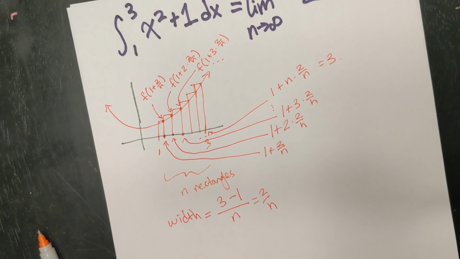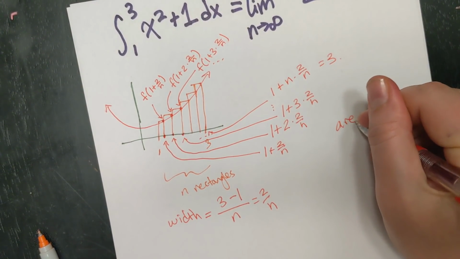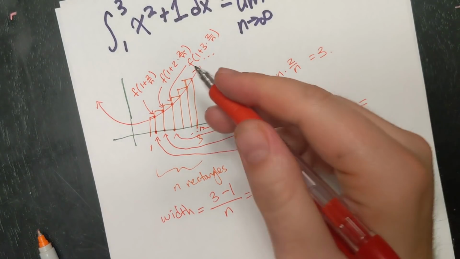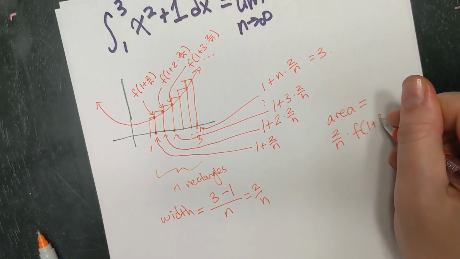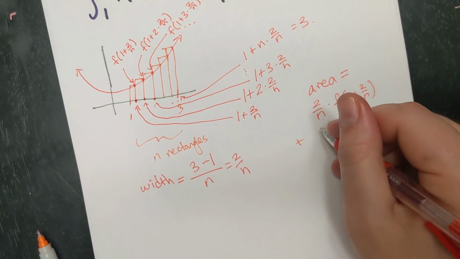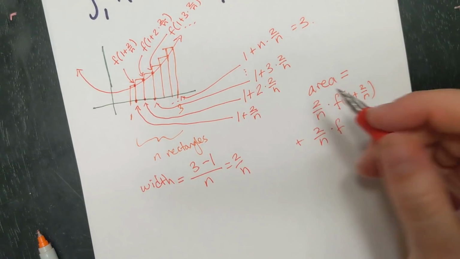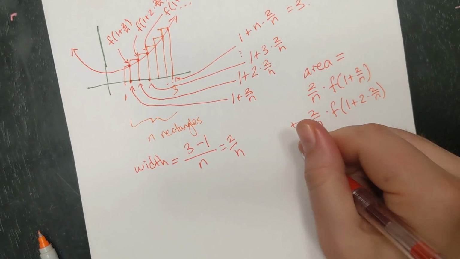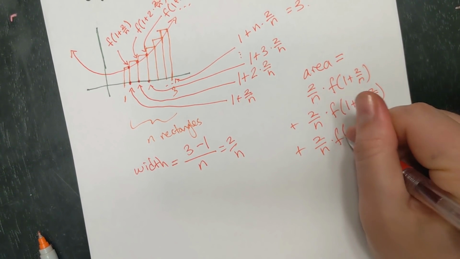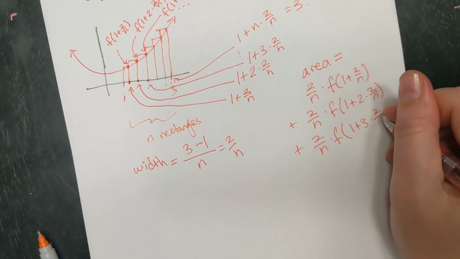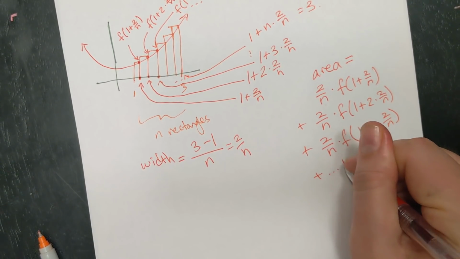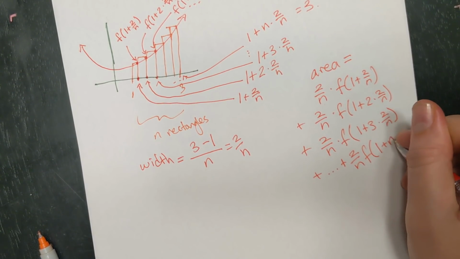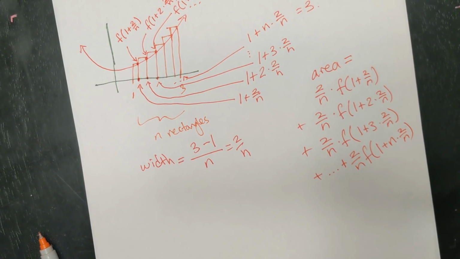So now if I want to find the total area of my rectangles, I go, okay, the area is just going to equal, well, it's the width, 2 over n, times my first one, f of 1 plus 2 over n, plus my width, 2 over n, times the height of my second rectangle, which is f of 1 plus 2 copies of 2 over n, and then plus the width times the height of the next rectangle, which is f of 1 plus 3 times 2 over n, plus etc. You end up with the last one, the width times the height of f of 1 plus n times 2 over n, where this just comes out to be 3.